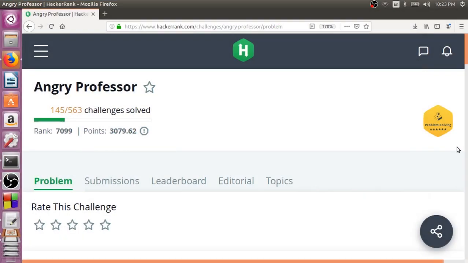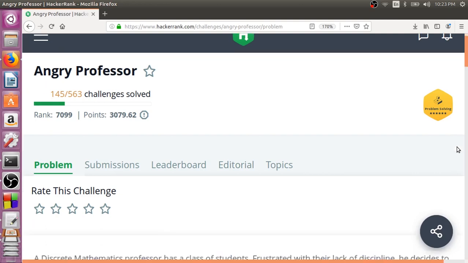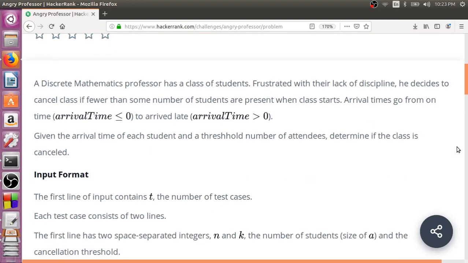Hello everyone. In this session, we are going to learn how to solve one of the Hackerrank problems called Angry Professor. So first, let's go to the problem statement and try to understand what the problem says. The problem states that a discrete mathematics professor has a class of students. So there are some students present in the class.